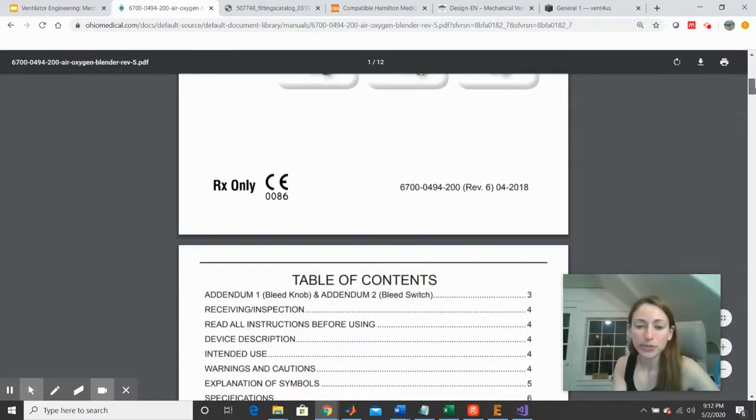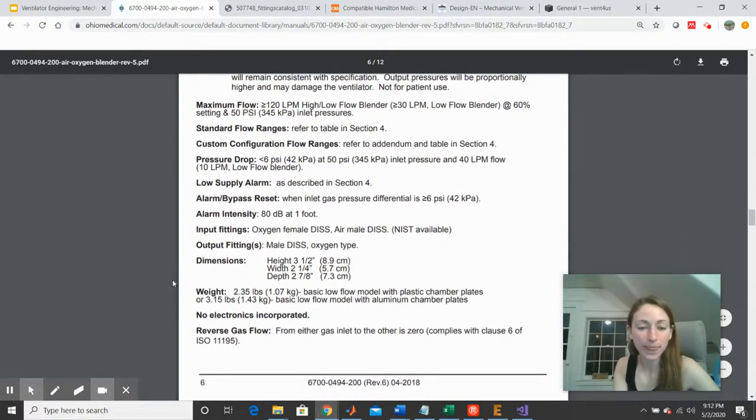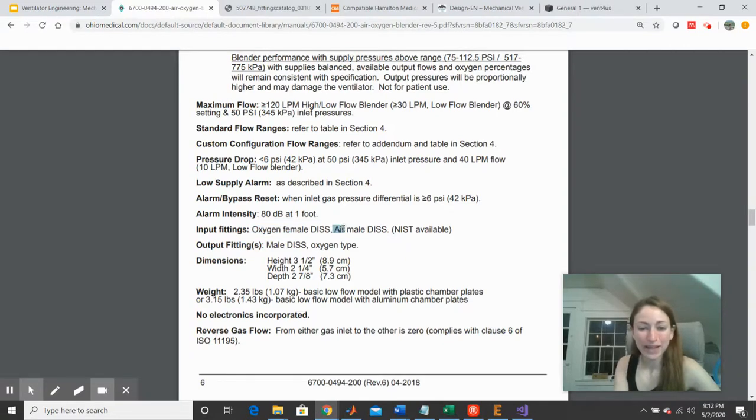So this is a representative gas blender, and if you scroll down to the fittings associated with this gas blender, we have listed the input fittings to the device, and you'll notice that these are oxygen DISS fittings of the female variety and air DISS fittings of the male variety. It also points out that these are NIST standards, right? At the output of the device, we have oxygen DISS fittings of the male variety. So whenever we're looking for these parts, we need to be mindful of the gas source, right?